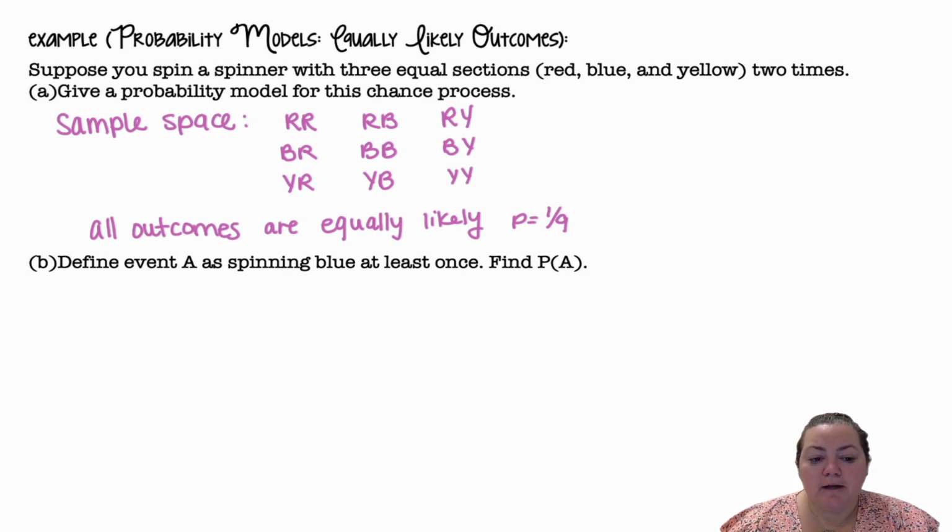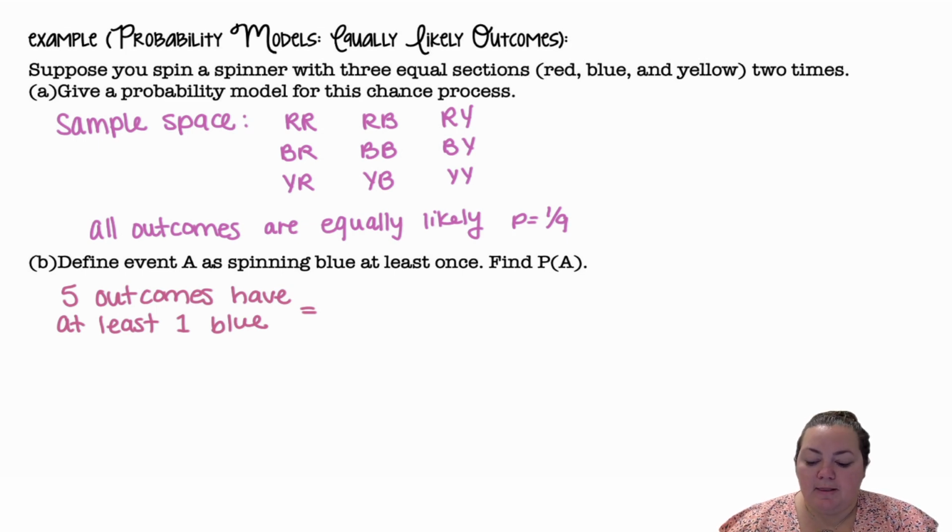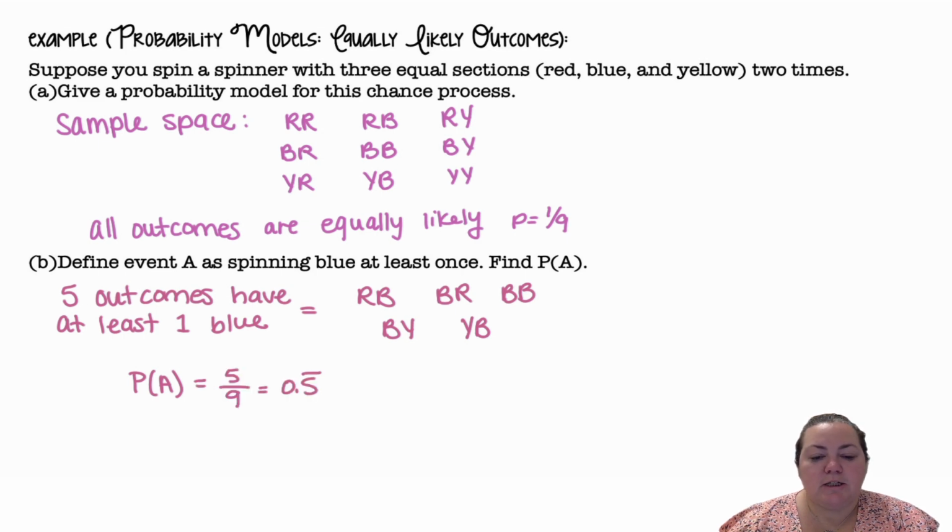All right, define event A as spinning blue at least once. Find the probability of A. So I have 5 outcomes that have at least one blue in them. All right, so I have red and blue, blue and red, blue and blue, blue and yellow, yellow and blue. So the probability of A would be 5 out of 9, which is 0.555 repeating.